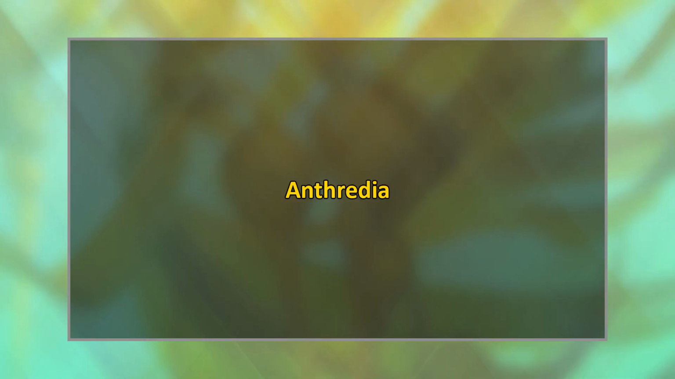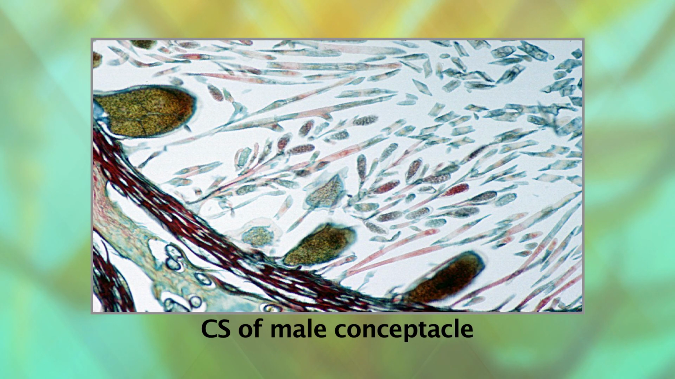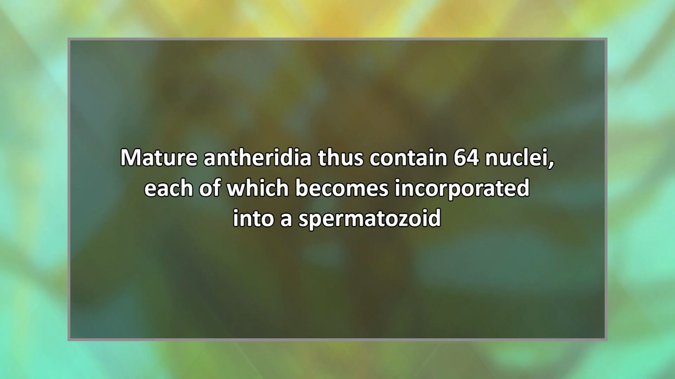Now, let us talk about antheridia. The conceptacles for the male reproductive organs are lined with antheridiophores, which are branched tree-like structures and feature inflated terminal antheridia on their branches. The antheridia are usually formed on paraphyses. Antheridial parent cells are distinguished by dense cytoplasm with few vacuoles, a large central vacuole and chloroplasts with only a few thylakoids. Following meiosis, which occurs during the first two divisions of the primary nucleus, the nuclei undergo four mitoses. Mature antheridia thus contain 64 nuclei, each of which becomes incorporated into a spermatozoid.